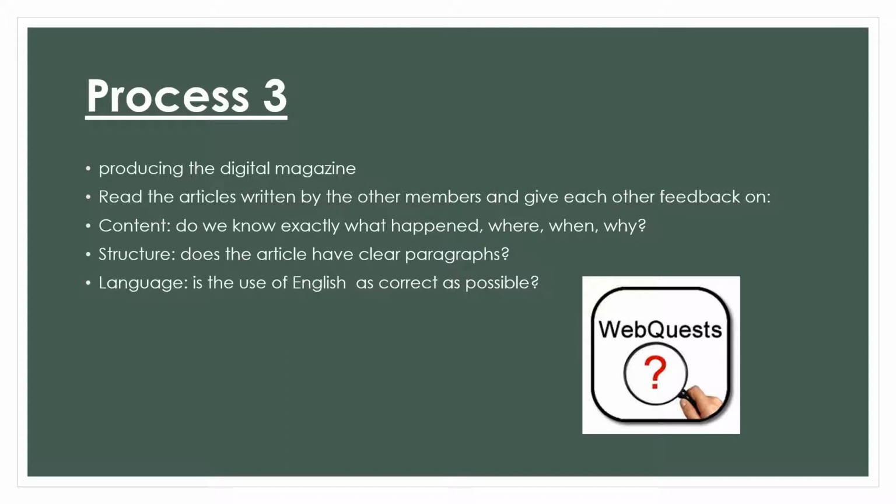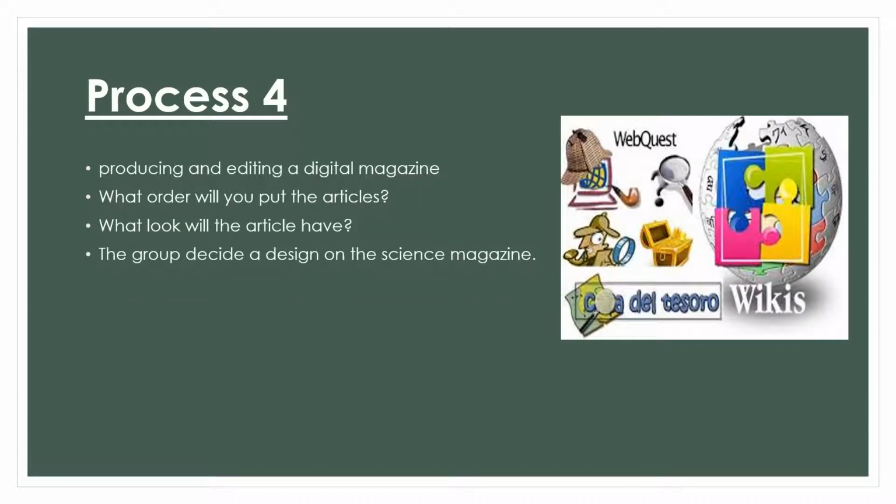Process 3. Producing the digital magazine. Read the articles written by the other members and give each other feedback on content. Do we know exactly what happened, where, when, why? Structure. Does the article have clear paragraphs? Language. Is the use of English as correct as possible?